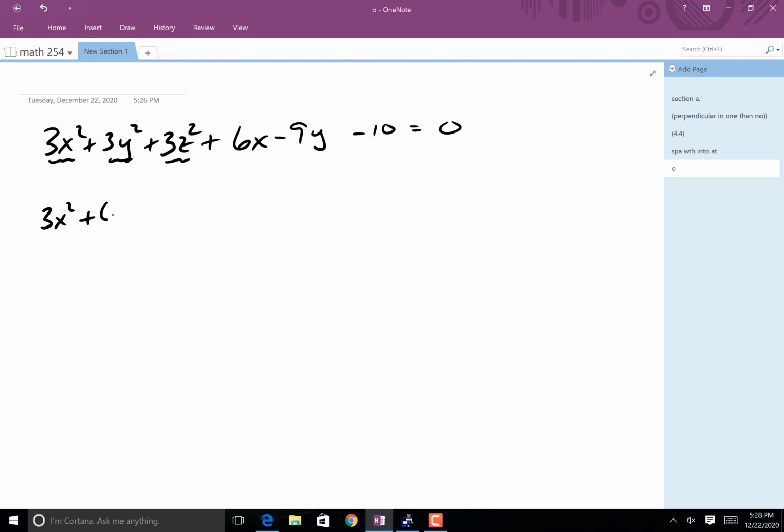So I'm going to group these together. I'm going to leave a little room to work. Put all my x's and my y's together, then my z's. Plus 3z squared. And then I'm going to say equals 10 because I want it on the other side. So what you have to do here is complete the square. But before you do that, let's factor that 3 out because that makes it kind of nice.